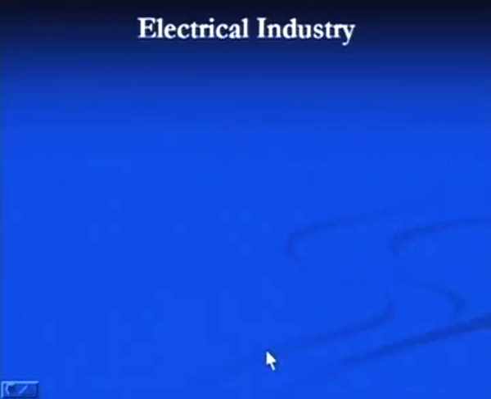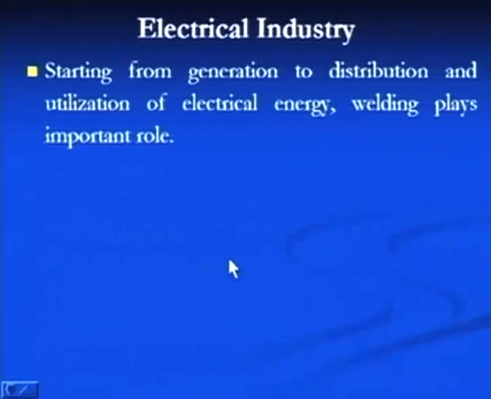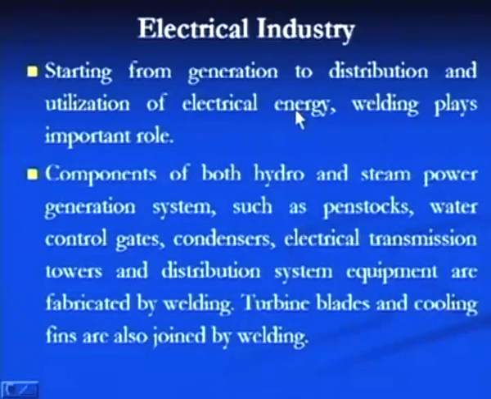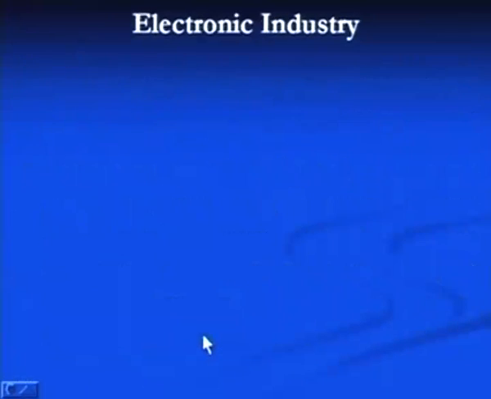In the electrical industry, welding is also used significantly, starting from the generation to the distribution and utilization of electrical energy. Welding plays an important role. Components of both hydro and steam power generation systems, such as penstocks, water control gates, condensers, electrical transmission towers, and distribution system equipment, are fabricated by welding. Turbine blades and cooling fins are also joined by welding.